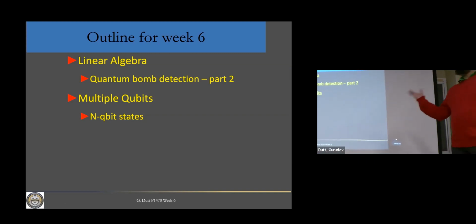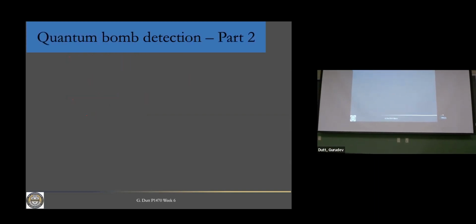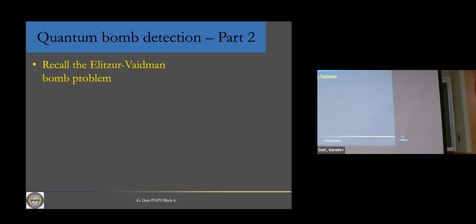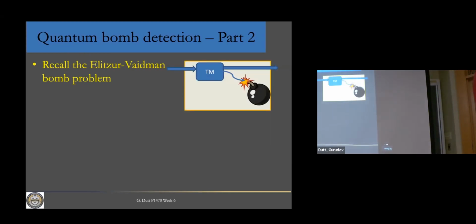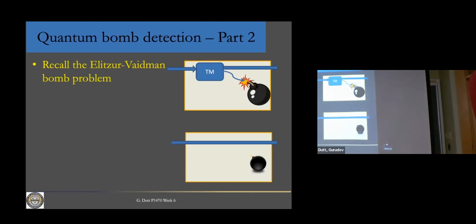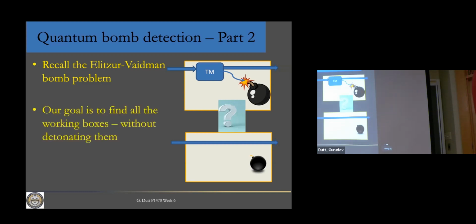That's just the outline. I already mentioned that. Okay, this is just quick, paging through the slides that we went through at the end of last class. If anybody has questions, feel free to stop me at any point. So again, the Elitzur-Vaidman bomb problem. We need to pick out which boxes have working bombs and not detonate them.